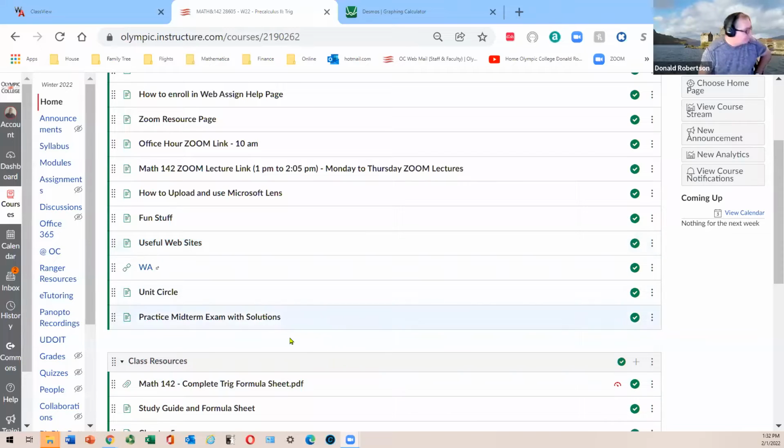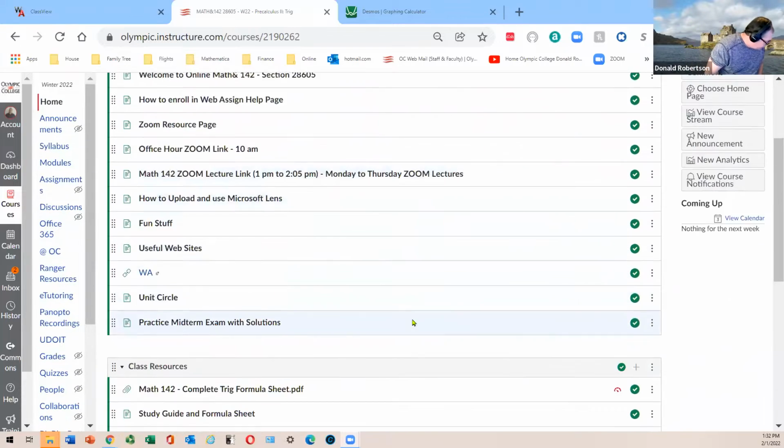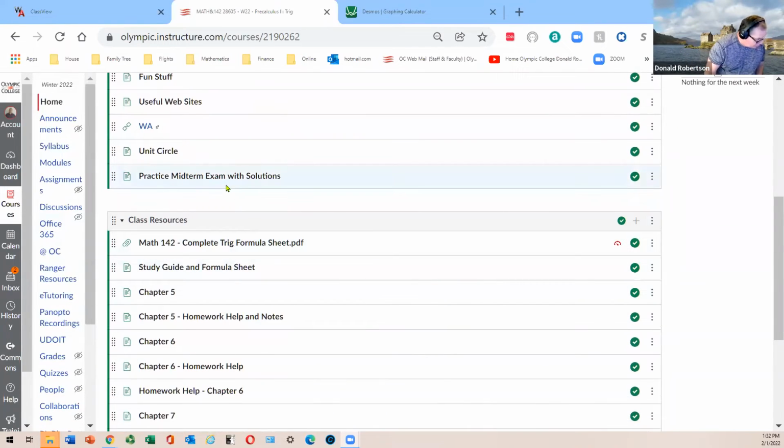I will definitely make sure Desmos is in here. In fact, right now it's just a placeholder for it. But you see this guy at the bottom, which is practice midterm exam with solutions. So what I've put here is an example of some of the kinds of questions, but not all, that you're likely to see in your midterm. So are you looking at my Canvas? Have I got that page up?